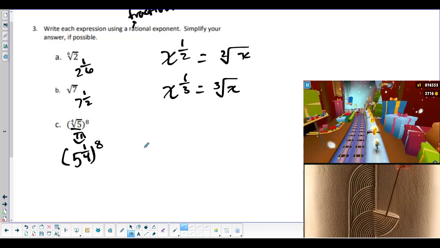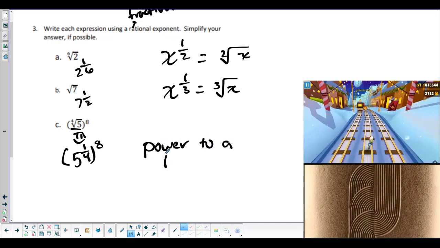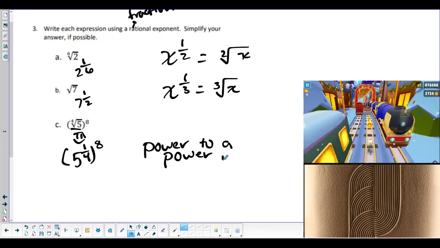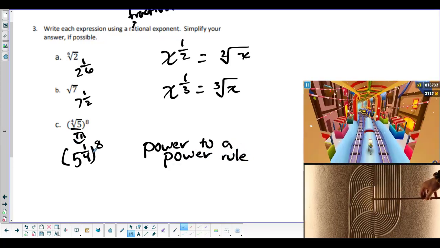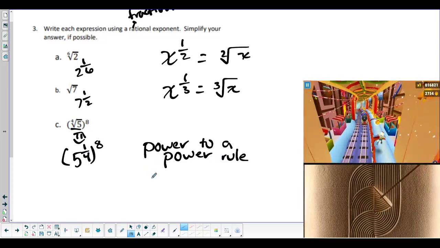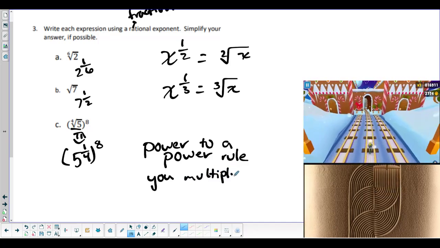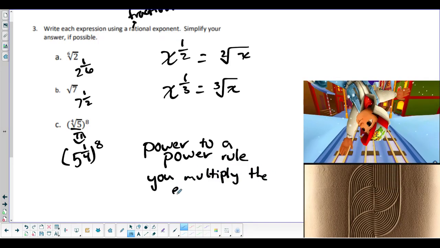And then we know about the power to a power rule, meaning when you have an exponent raised to an exponent, or a power raised to a power, you multiply the exponents, right? You multiply the exponents.